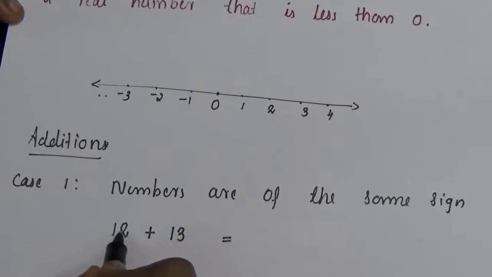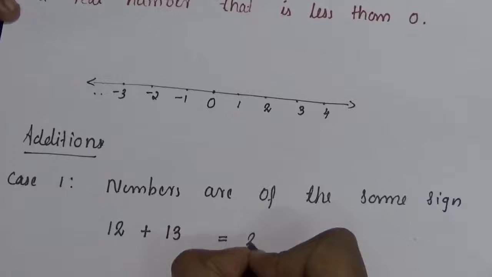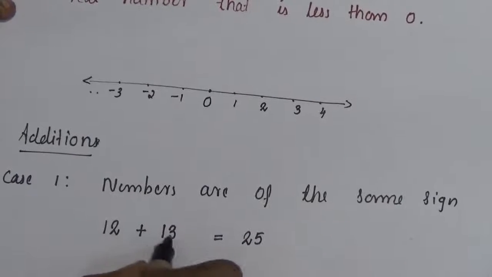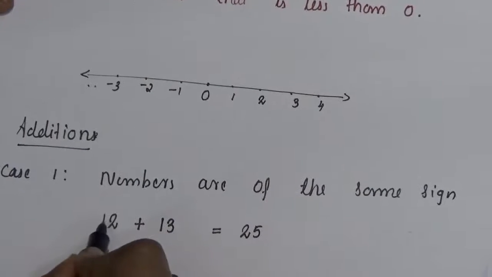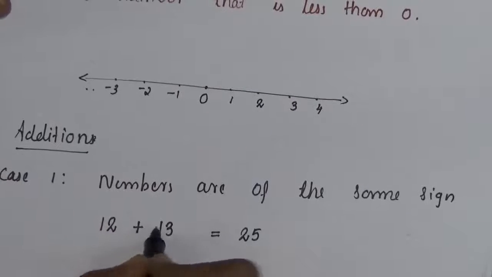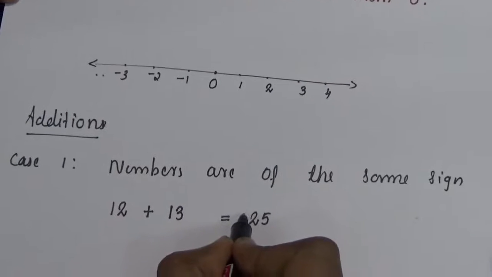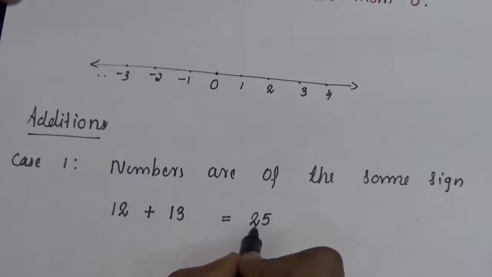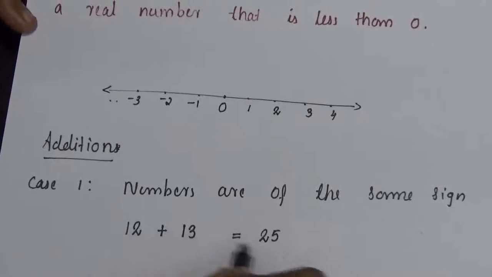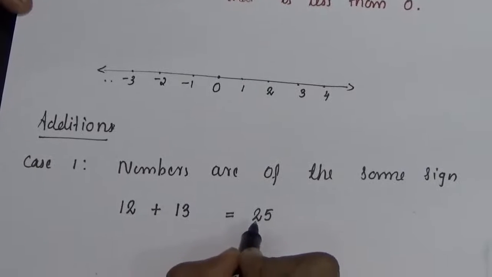So add the two numbers 12 and 13. So what do you get? What is 12 plus 13? It is 25. And put the same sign of these two numbers because these two numbers are of the same sign. So what is the sign of these two numbers? These two numbers are of the sign positive. So you can put the sign positive. In the case of positive sign, you don't need to write the positive sign here. So you will get the answer: 12 plus 13 is equal to 25.